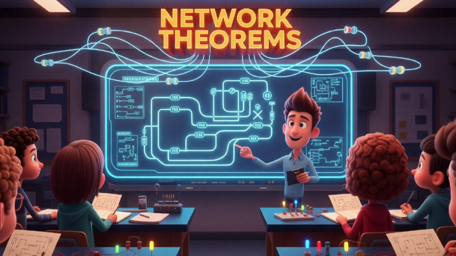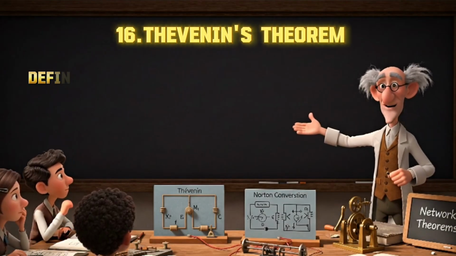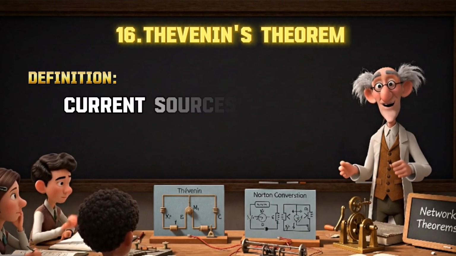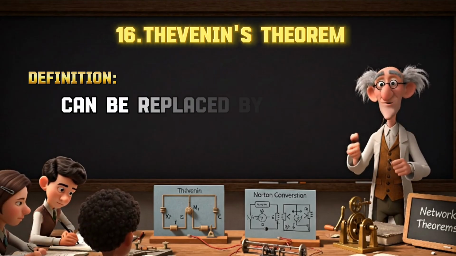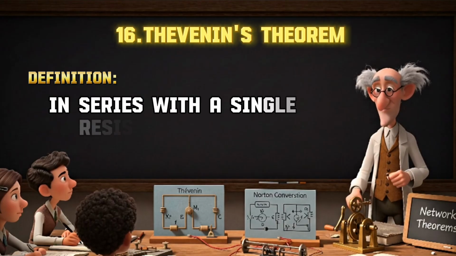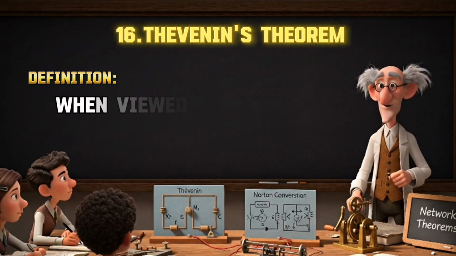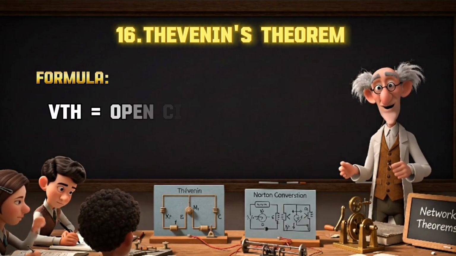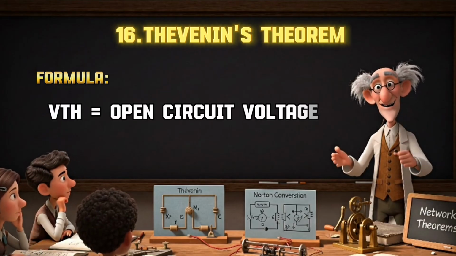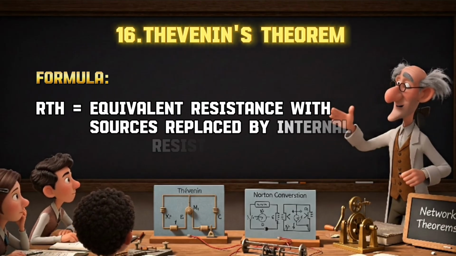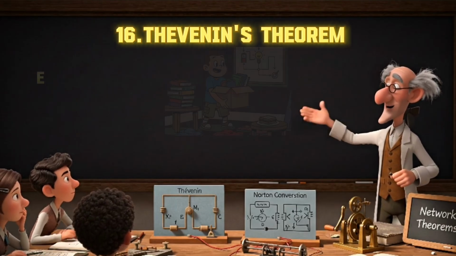Last and final one is network theorems. Thevenin's theorem. Definition. Any complex linear circuit with multiple voltage and current sources and resistances can be replaced by a single voltage source, VTH, in series with a single resistance, RTH, when viewed from the load terminals. Formula. VTH equals open circuit voltage. RTH equals equivalent resistance with sources replaced by internal resistance. Example.